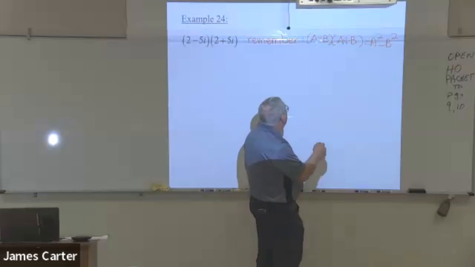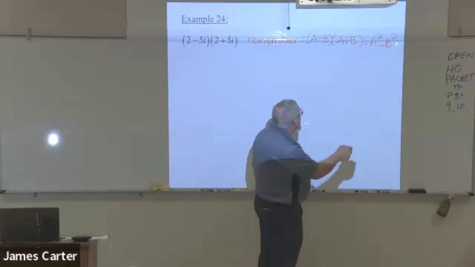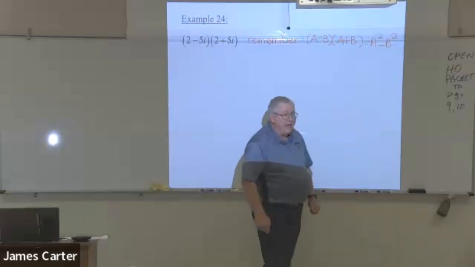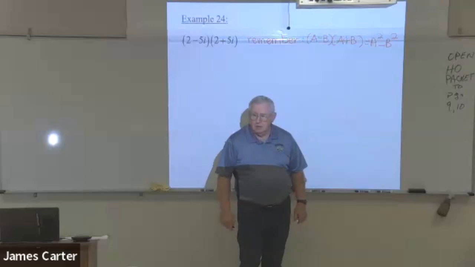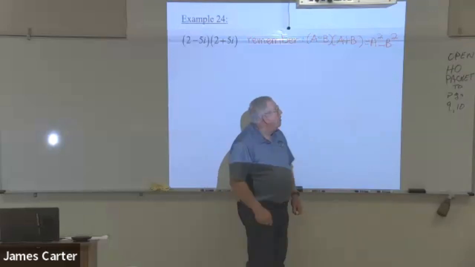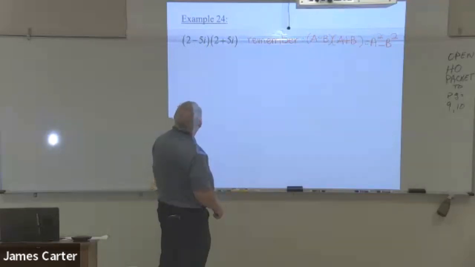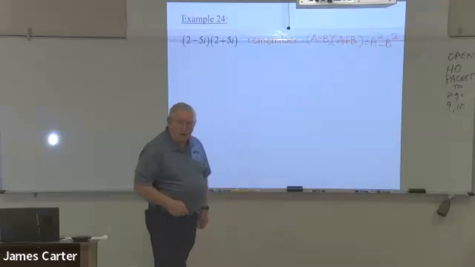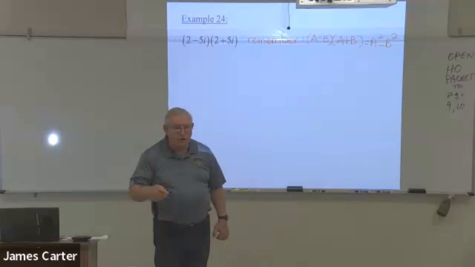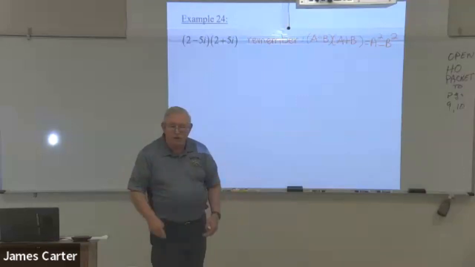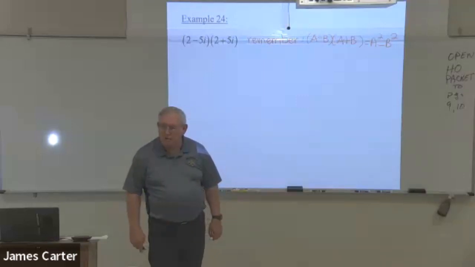Anyway, if you multiply conjugates, you're going to end up with this format of an answer. In this particular case, a squared is 4, b squared is 25i squared, with a minus in the middle. So 4 minus 25i squared, and then you convert the i squared.